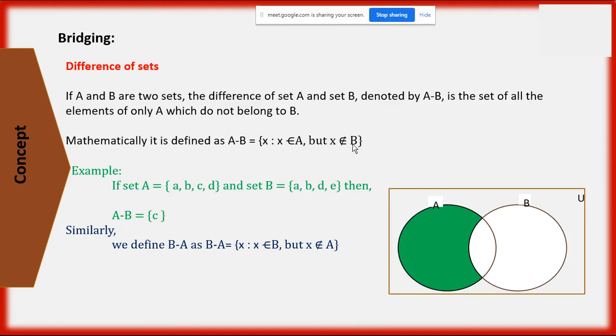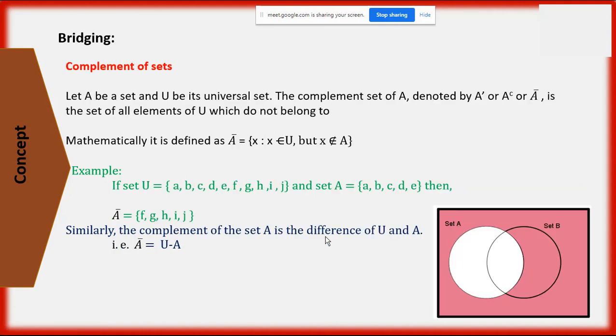Oh, difference of sets, Prajjal Paudel. Okay. Now I will repeat once the difference of sets. Dear students, if A and B are two sets, the difference of set A and B, denoted by A minus B, is the set of all the elements only in A, the elements only in A which do not belong to B. So mathematically it is expressed as A minus B equals x such that x belongs to A, but x does not belong to B.